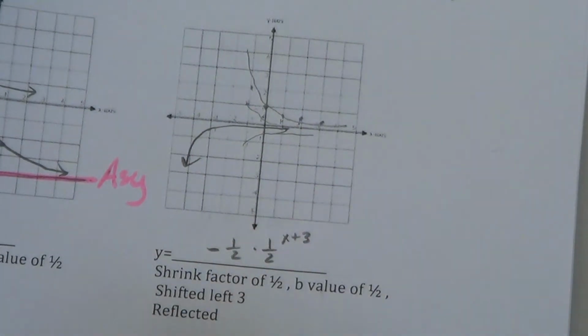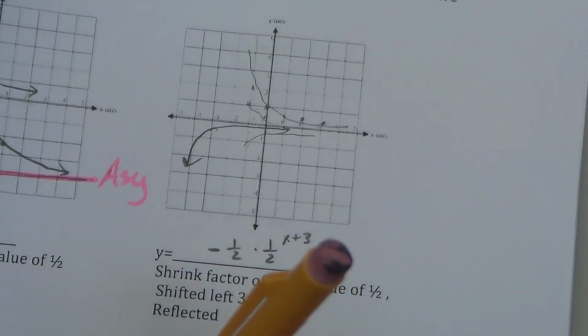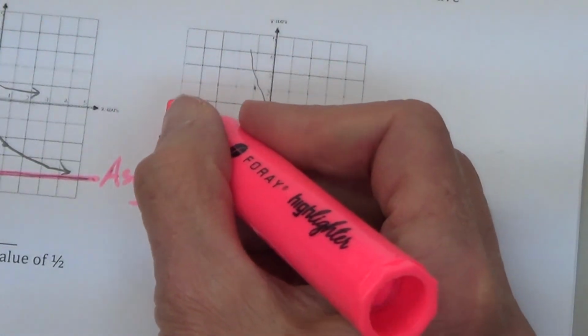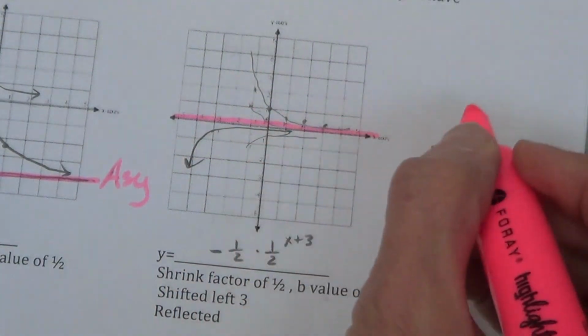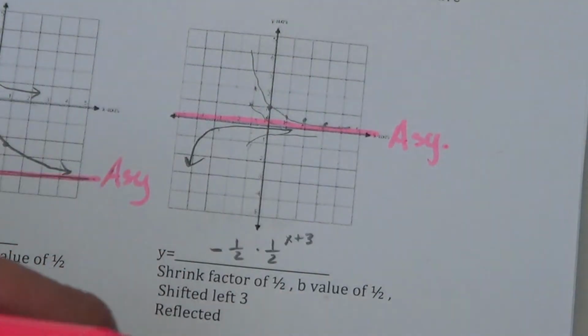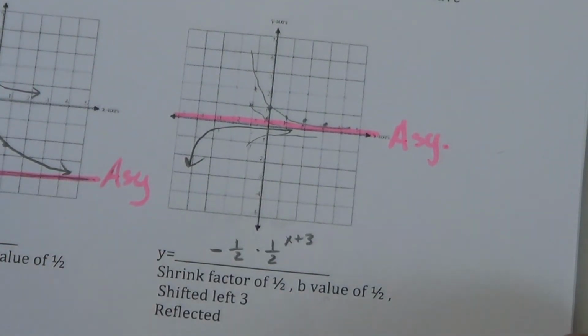You can go ahead and plug in some values and make sure that that's correct. Go ahead and highlight your asymptote. Remember, the k value sets our asymptote. Since it didn't shift, didn't have a k value out there, our asymptote didn't change.